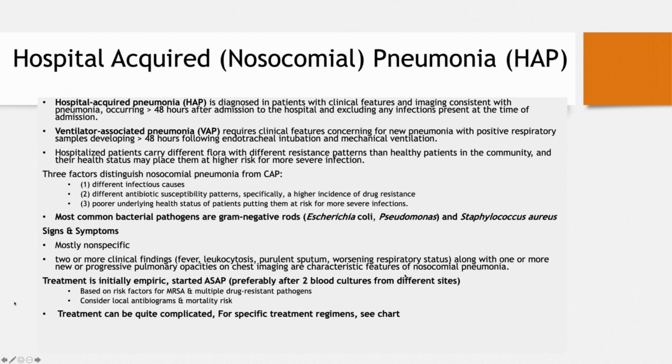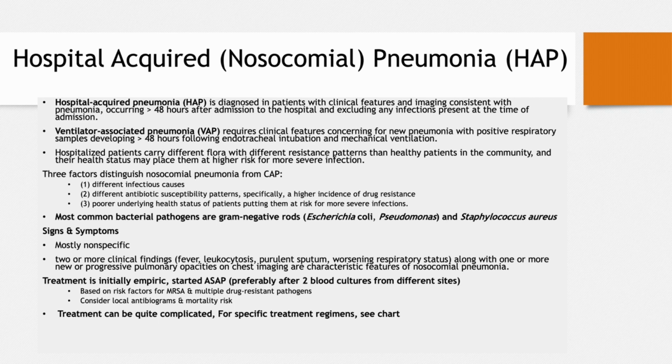So shifting gears here, we just finished talking about community-acquired pneumonia. Now we're going to talk briefly about hospital-acquired pneumonia. Hospital-acquired pneumonia, as we mentioned before, has a pretty strict criteria for what qualifies as hospital-acquired pneumonia. Any patient that develops pneumonia after 48 hours of admission to the hospital is considered a nosocomial or hospital-acquired pneumonia.